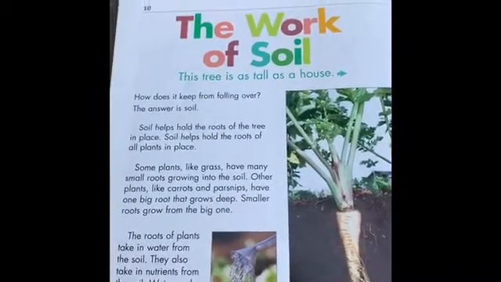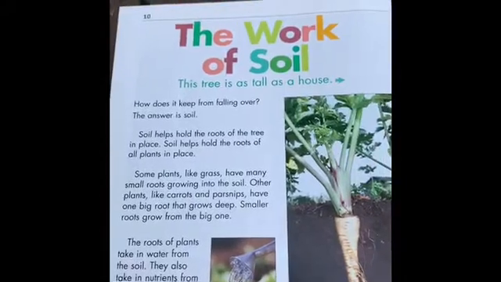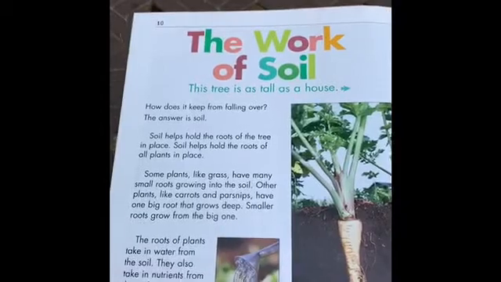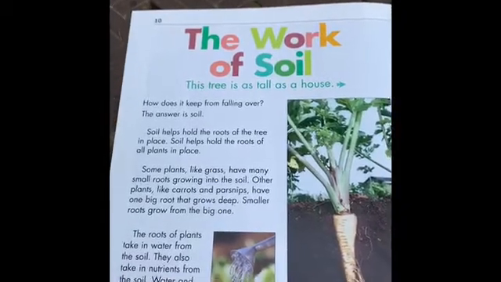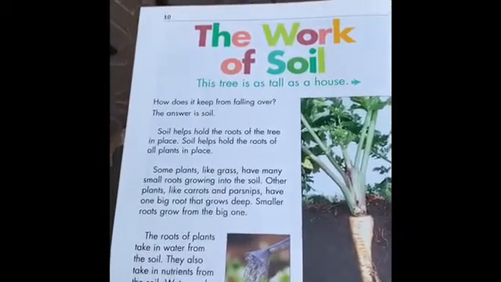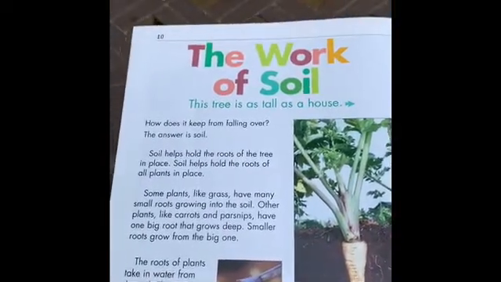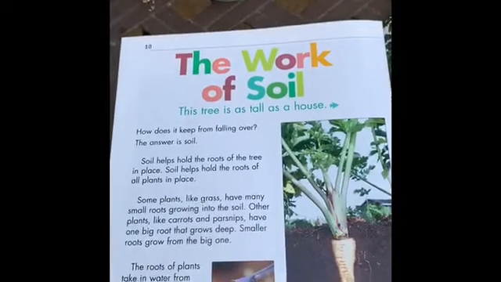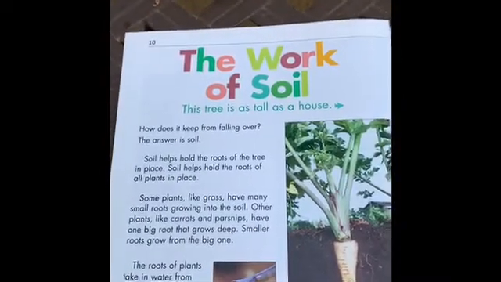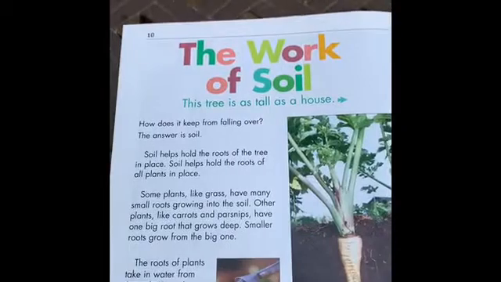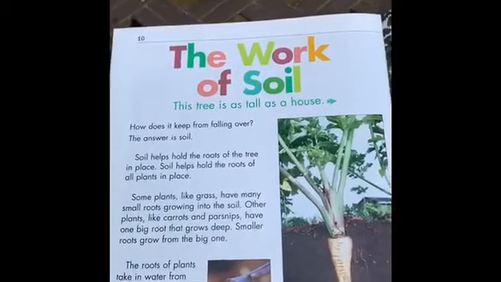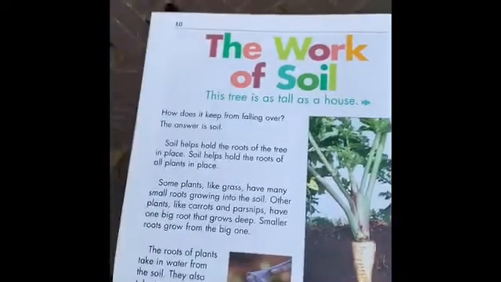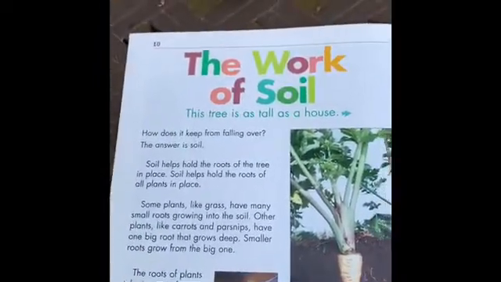Some plants, like grass, have many small roots growing into the soil. Other plants, like carrots and parsnips, have one big root that grows deep. We call those the root vegetables. Smaller roots grow from one big one. The roots of plants take in water from the soil. They also take in nutrients from the soil. Water and nutrients help plants live and grow. So it's very important that the plants that are in the soil have a chance to absorb that water.